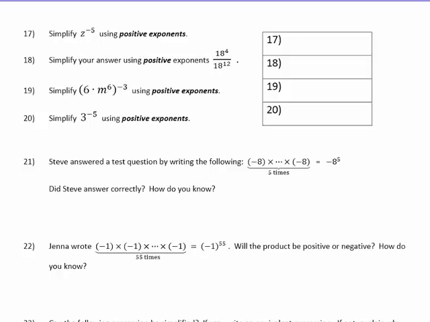Over here, simplify z to the negative 5th using positive exponents. So this is where we're going to be dealing with putting them into fractions.